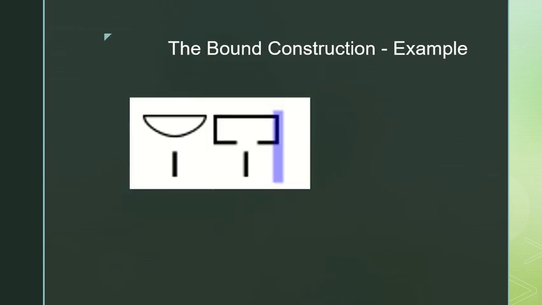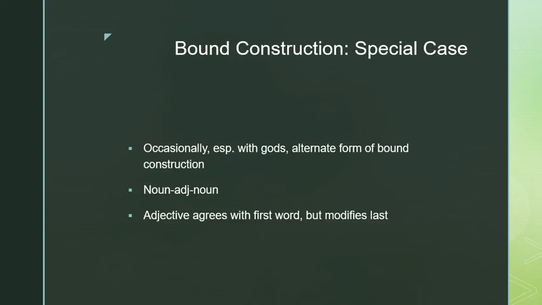Here's an example. Neb Per. Neb is lord, Per is house, so the Neb Per is the lord of the house. Bound construction, you just put an "of" between them. Easiest way to figure that out. There is a special case of the bound construction that will show up occasionally. It happens a lot as epithets of gods or of people. Noun, adjective, noun. And the adjective will agree with the first word, but it'll modify the last word. And this is the exception I mentioned. This is the time where an adjective will come before the thing it modifies.